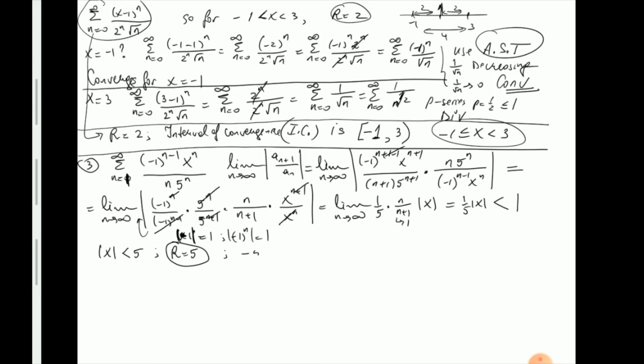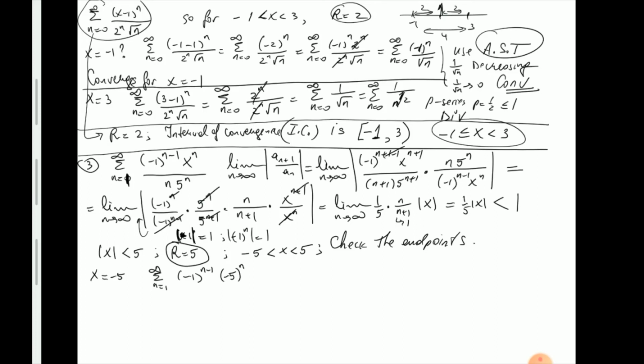And the interval for now is not a final interval because we still have to check the endpoints, but x is between minus 5 and 5. So we know it converges between minus 5 and 5. So now we check the endpoints separately. x equals minus 5. We go back to the series. Minus 5 to the n.